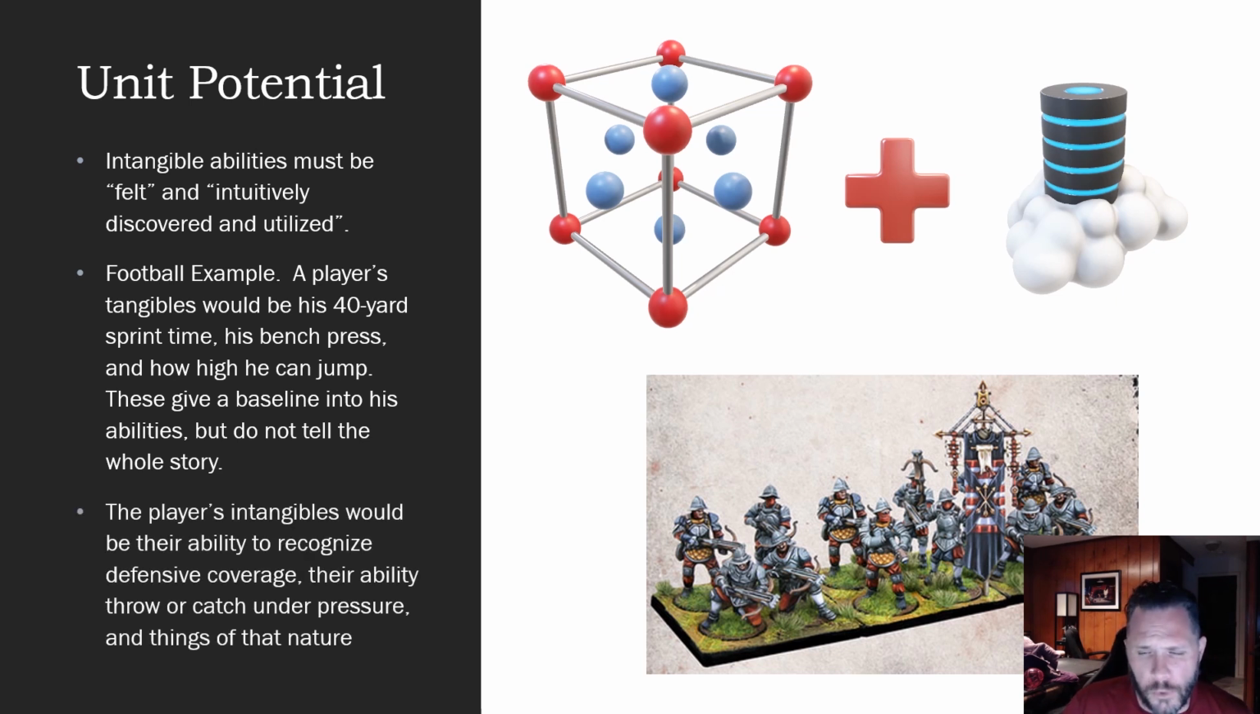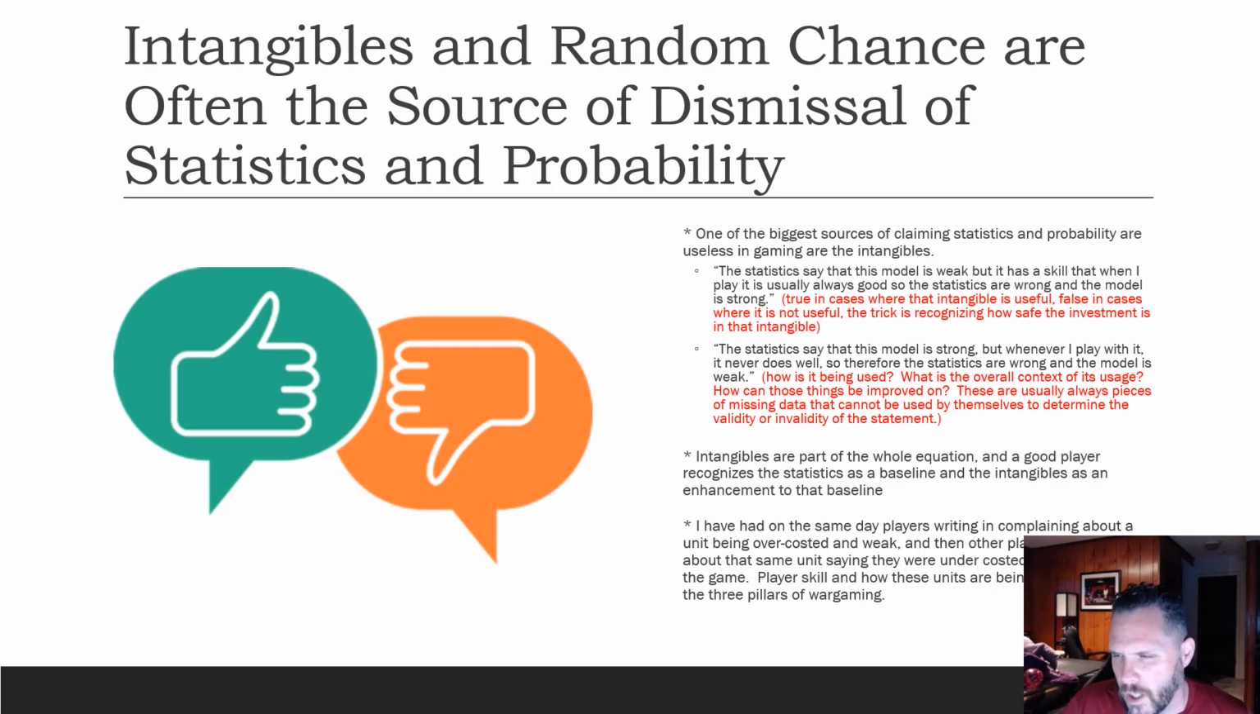The intangibles, their ability to recognize defensive coverages, their ability to throw or catch a ball under pressure, things of that nature. You can't math those out. And because you can't math those out, those are things you have to find on your own through exploration. Because a super athletic player who can't catch a ball and can't read a defense is not going to be as good as someone who maybe is not as athletic but can do those other intangible things in spades. He's going to be a better football player.